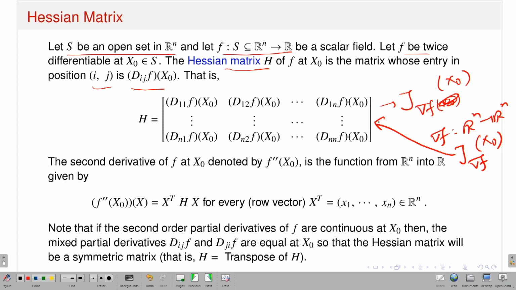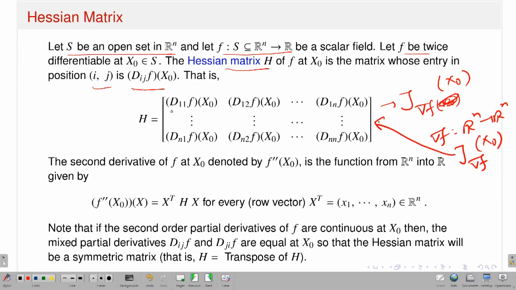So you can easily write it. Its first row is the first order partial derivatives, and then you perform one more derivative of del f del x1, that means this is 11, 12, up to 1n, and this is n1, n2, up to nn. So that means you can easily write your Hessian matrix.